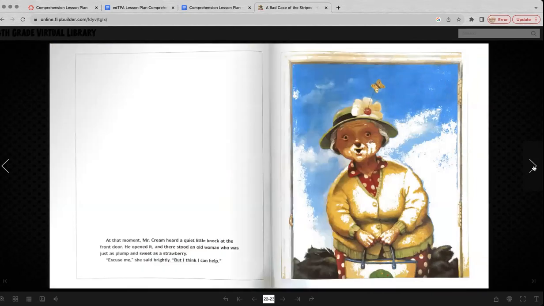At that moment, Mr. Cream heard a quiet little knock at the front door. He opened it. There stood an old woman who was just as plump and sweet as a strawberry. Excuse me, she said brightly, but I think I can help. What do you think the old lady's going to offer?